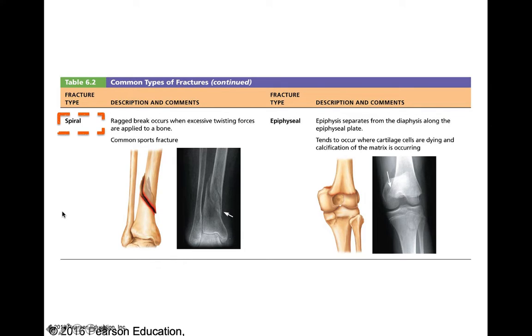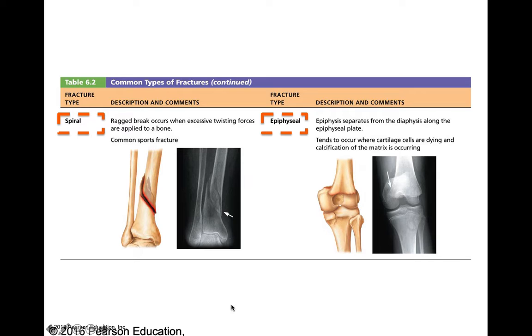Then we have epiphyseal. So you have this epiphyseal plate. This usually tends to occur where cartilage cells are dying and the calcification matrix is occurring. The epiphysis separates from the diaphysis along the epiphyseal plate. So this is where growth happens. This will happen to a lot of teenagers because they're in the process of growing. So this is an epiphyseal break.